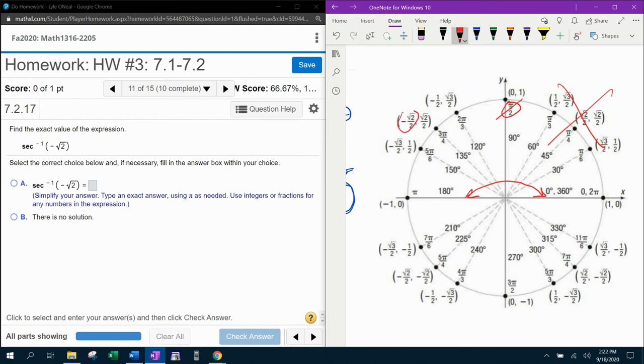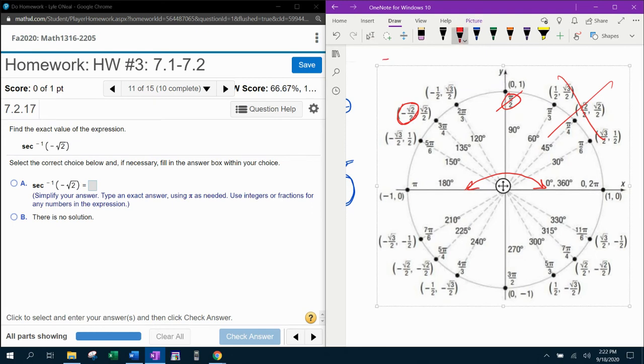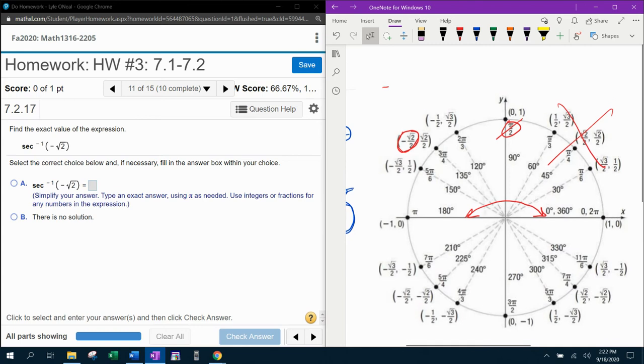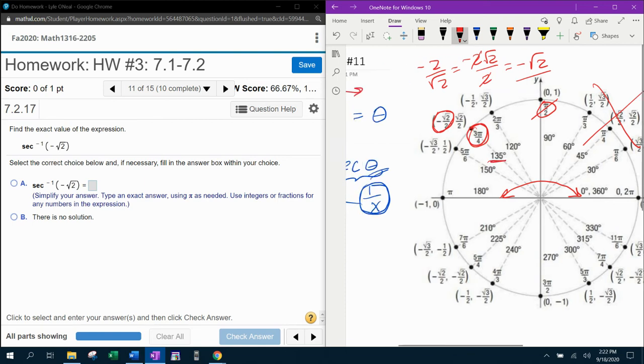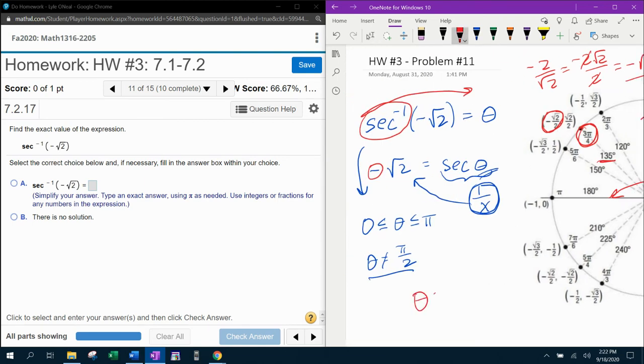So I'm thinking right here, if I take the reciprocal of that x coordinate, that's going to be negative 2 over square root of 2. And then if I rationalize, that'll be negative 2 square root of 2 over 2, which is negative square root of 2. So the answer we're looking for is 3 pi over 4. Our answer should be 3 pi over 4, okay?